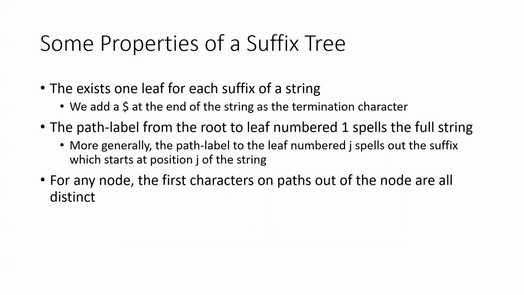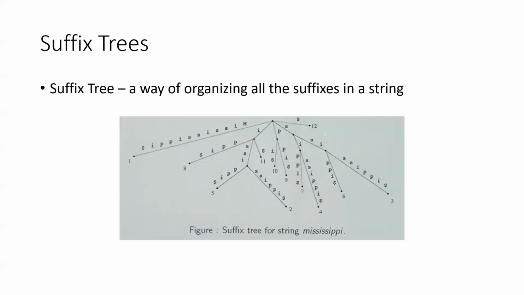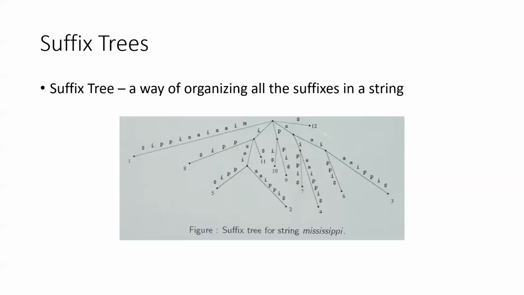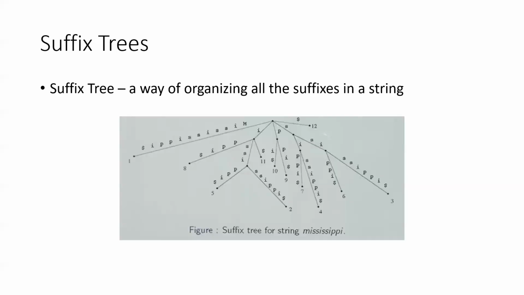More generally, we can say that the path label of any leaf number j is going to start at position j of that string. Anyway, the leaf number j spells out the suffix starting at the jth position of the string. So say we started at the fifth position of the string. According to this, the leaf numbered 5 spells out the suffix starting at 5. So we come to I, and then we have SSI, and then we have PPI dollar sign, and that would be the path for leaf number 5, because we start at position 5.